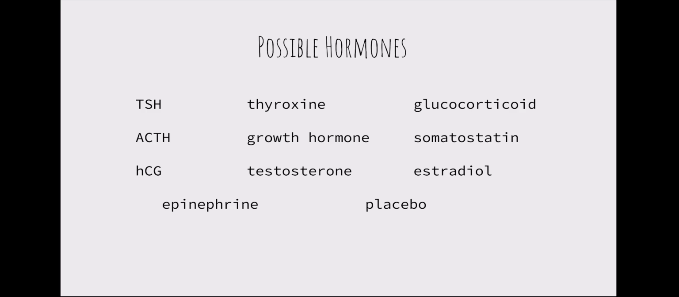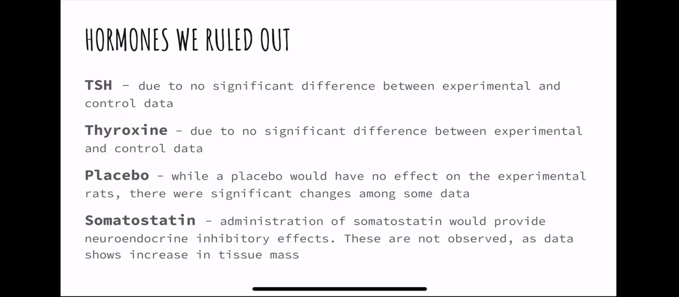So we had a list of possible hormones that it could be and that we could choose from. So I'm just going to list all the possible hormones. There was TSH, thyroxine, glucocorticoid, ACTH, growth hormone, somatostatin, HCG, testosterone, estradiol, epinephrine, and placebo. So these were some of the hormones that we ruled out.